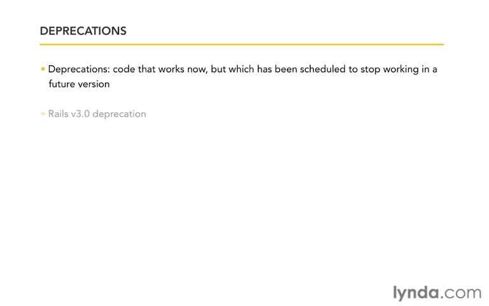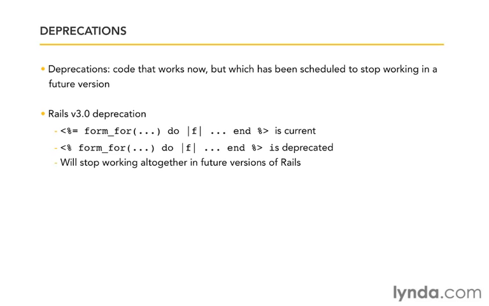To see a deprecation in Rails version 3.0, a good example is form_for. Form_for used to use an ERB tag that did not have the equal sign with it. Now it does. And I think that's an improvement because it actually is doing some output. So the equal sign helps to show that. So the non-equal sign version still works, but you'll get a deprecation warning. And that lets us know that it will stop working altogether at some future version of Rails. We don't know for sure when, but it will be deprecated. So we need to start using the other syntax.